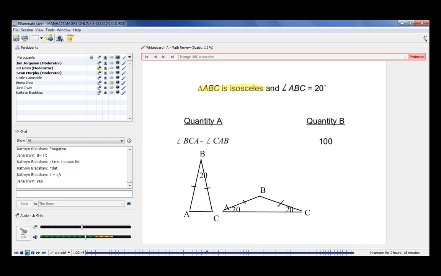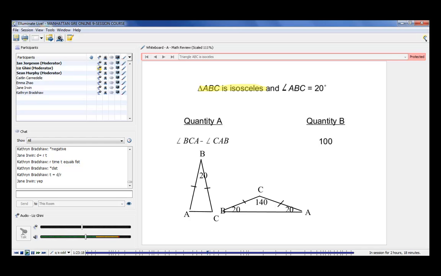Well, there are two ways to draw this triangle. If angle ABC is 20 degrees, okay, and I've labeled them incorrectly here, it could be that this is ABC, my first triangle, or it could be that my second triangle is ABC. I don't know if there are two angles of measure 20, or if there are two angles with measure 80.